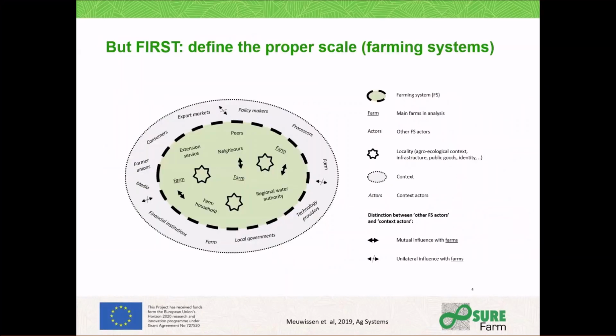But first, before you start to monitor, we need to decide what your scale is. Is it the single farm? Is it the food system? Is it maybe at consumer level, the shelves in the supermarket? We decided to focus on the farming system. And as the green circle here shows, it's not only the farm, but also the neighboring and mutually related other value chain actors, for instance, neighbors, accountancy firms. Very much context dependent, who is in that farming system, but it's more than the farm.